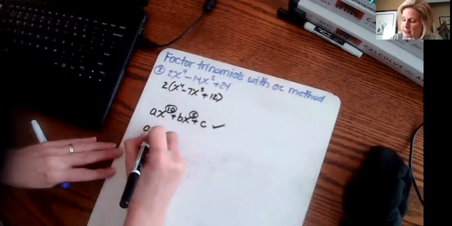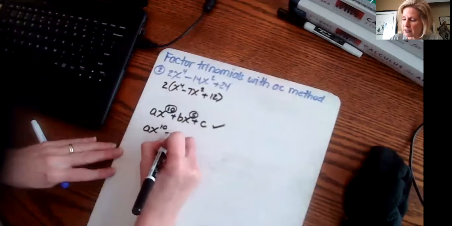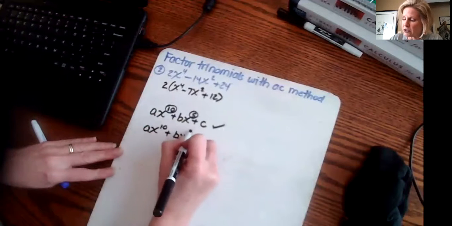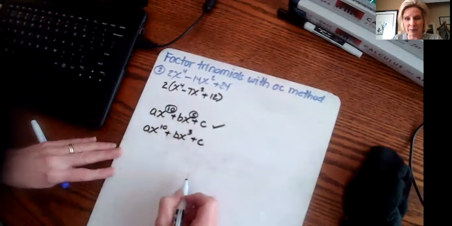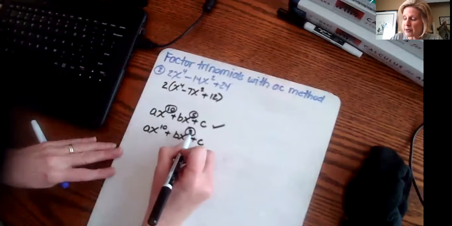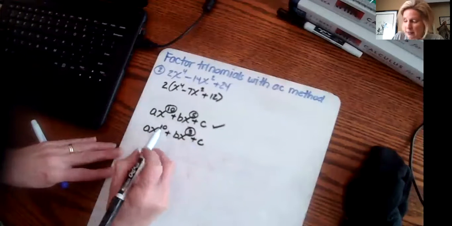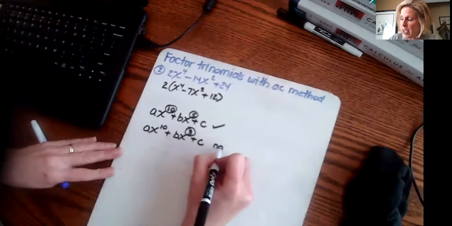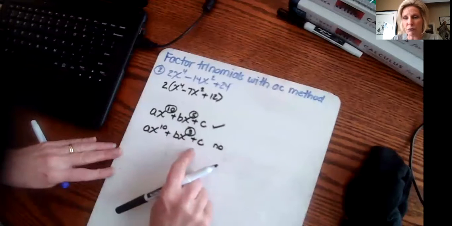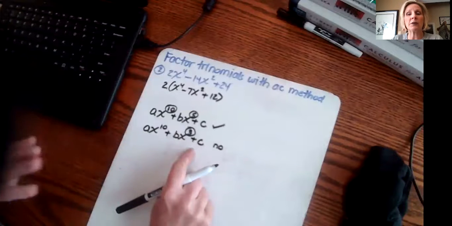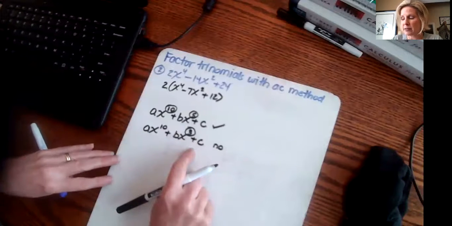But if you had some number ax to the 10th plus bx cubed plus c, if you double 3, you don't get 10. So there would be no way that this one would factor in an AC format. You would need something else, which you'll see later in this class.